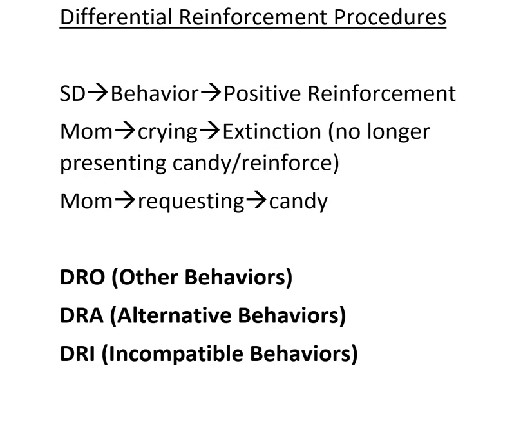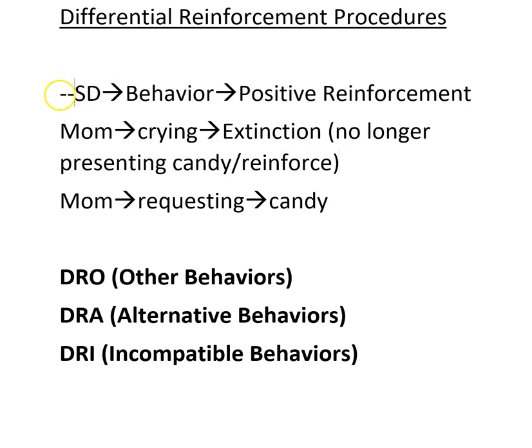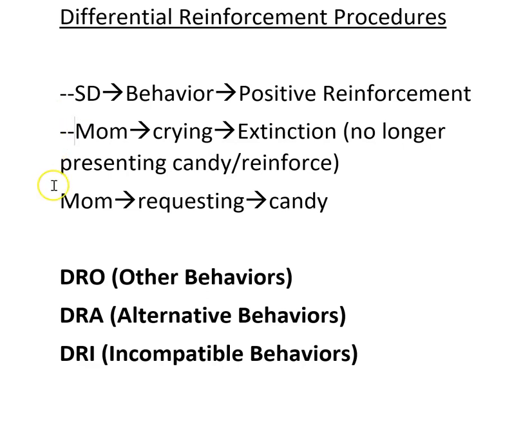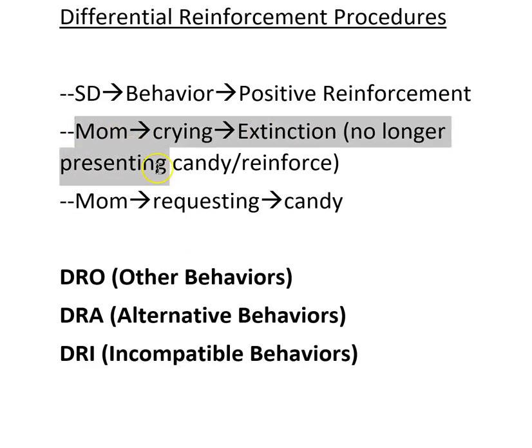Okay, so here's a contingency. Here's our example. And here's the differential reinforcement. When we say differential reinforcement, we are including these two, because you cannot put candy after requesting and candy after crying. You would not change anything. You really have to put crying on extinction, which means no longer providing candy, and you put candy after an appropriate behavior like requesting. So figure out how you do this with your clients, or if you're a parent, how a certain behavior has been reinforced.